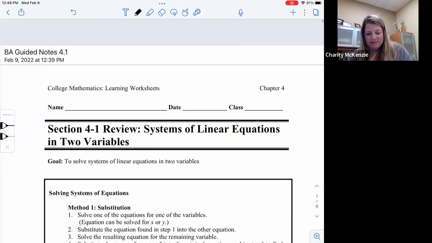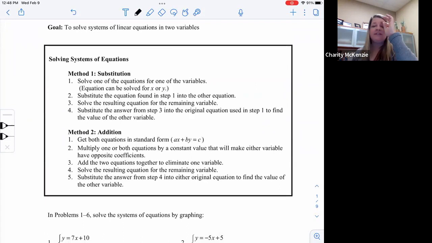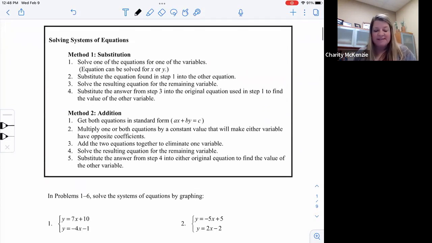Bear with me as I scroll back to the top of this document. And now there's three methods to get our three solutions. The first one is substitution. We use this when one of our equations is solved for y or x, or easy to solve for y or x. And then what we do is we substitute one equation into the other.